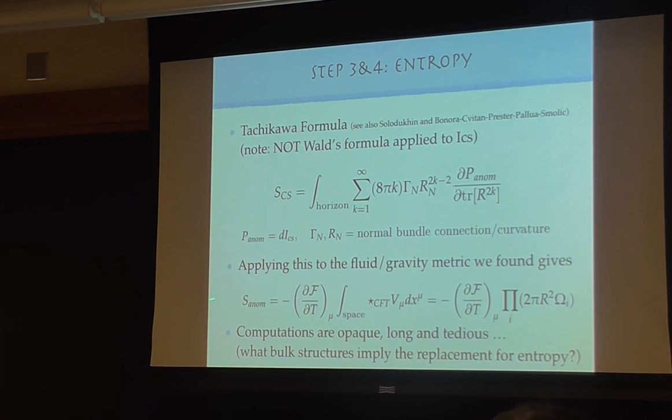So having this formula, plug in your fluid gravity metric, and of course, it does match. It took us a few appendices to really do this properly, hence opaque, long, tedious. In this case, we didn't find any replacement rule structure in the bulk to imply this. It'd be important to think about this because I think there might be some bulk structure that captures the parity odd term. But we don't, so for us it was good to check it, and that was the priority.